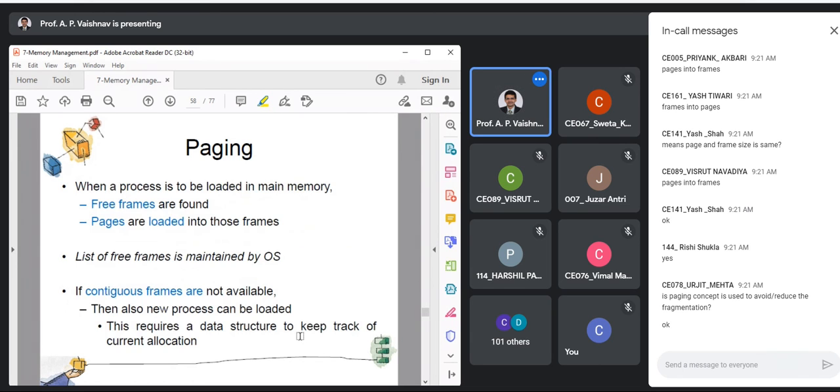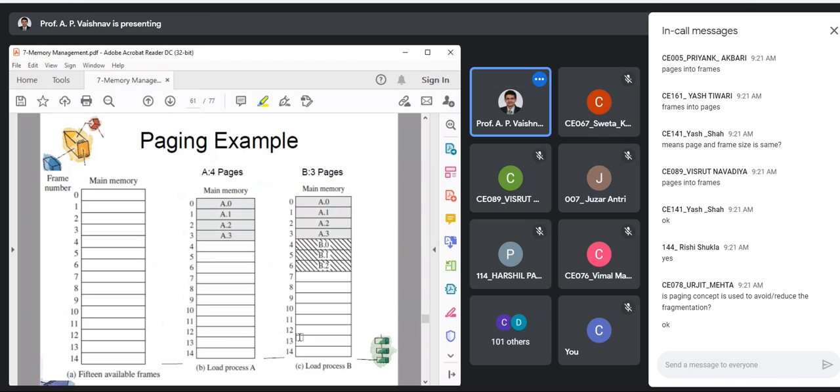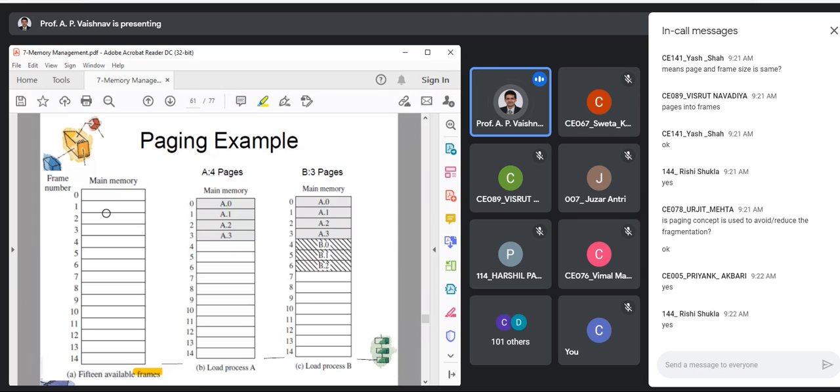So this is the main memory that we are having. Suppose I have divided the main memory into 15 equal parts. I'm not saying what the size is. 15 equal parts are available, numbered 0 to 14, and we call those frames. That means we have 15 frames available. Is that first image clear?